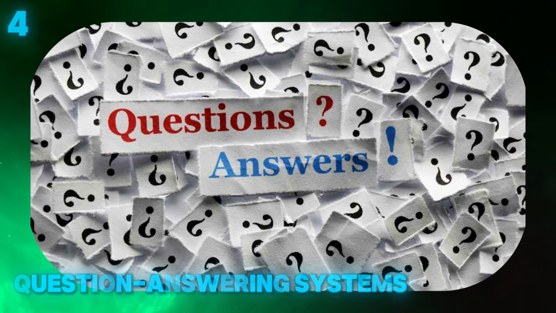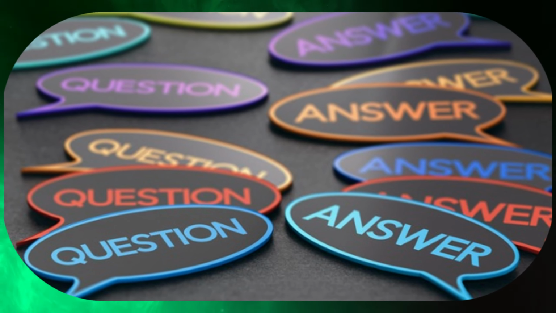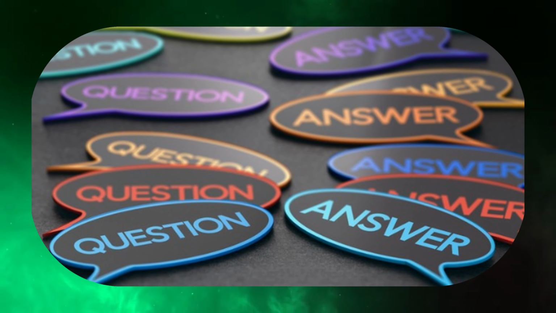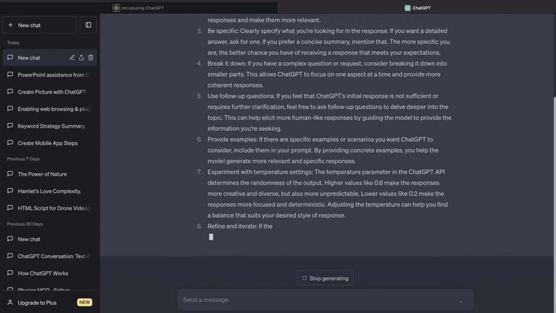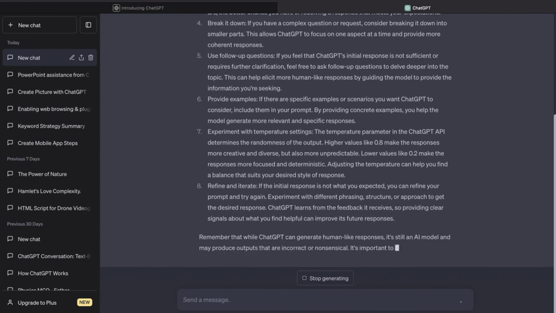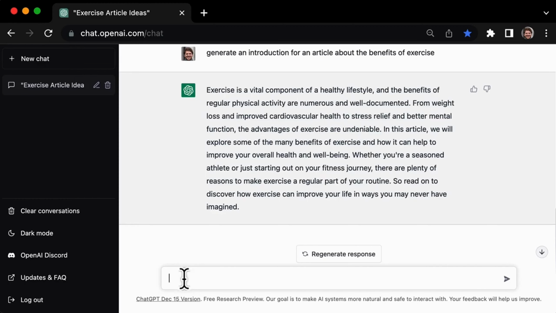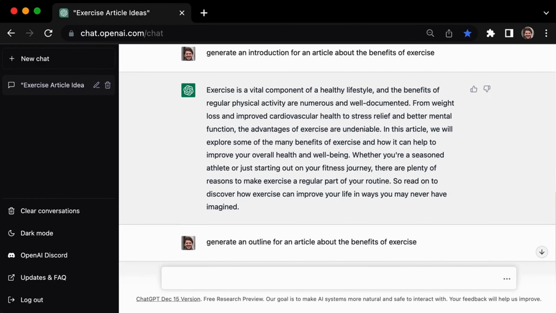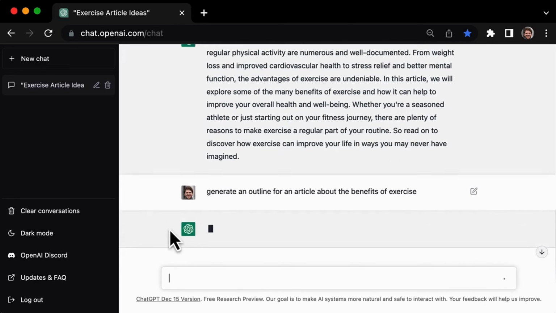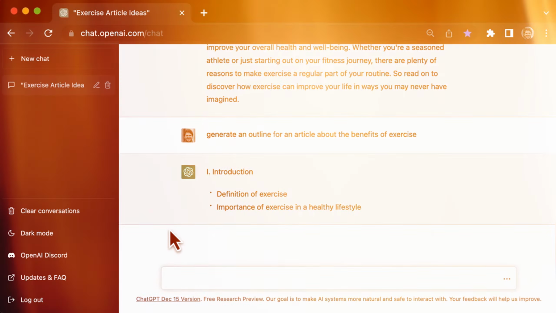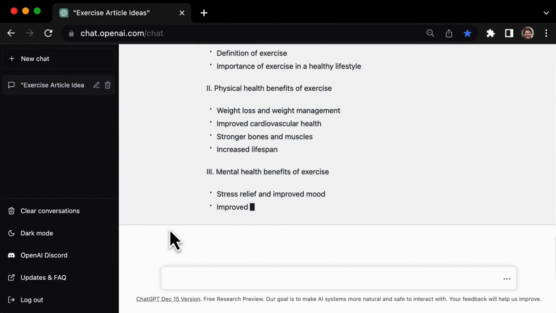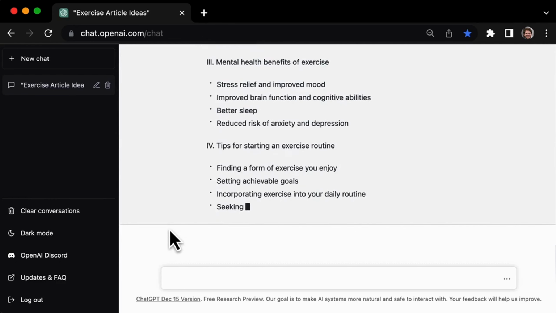Number 4. Question answering systems. One of GPT-5's standout features is its ability to serve as a knowledge retrieval tool, offering precise, well-structured answers to complex queries. This goes beyond simple fact-checking. GPT-5 can provide contextually rich explanations, analyze the implications of questions, and deliver nuanced responses. For example, when asked, "How does blockchain technology impact supply chain management?" GPT-5 could generate a detailed response covering traceability, efficiency, and security.